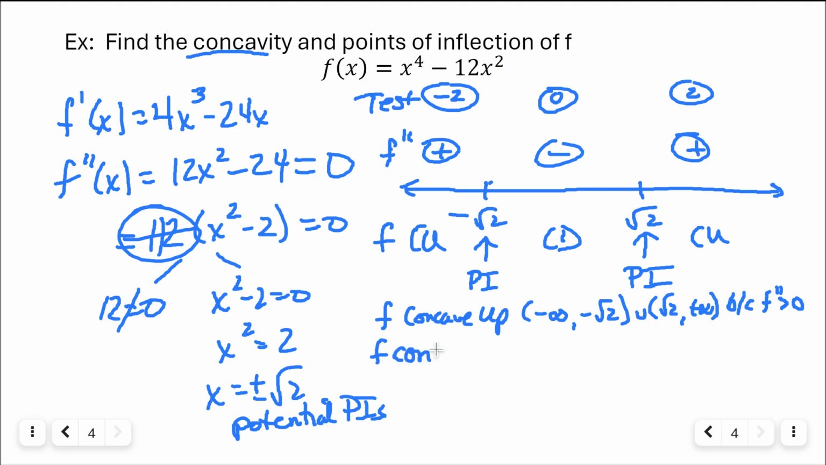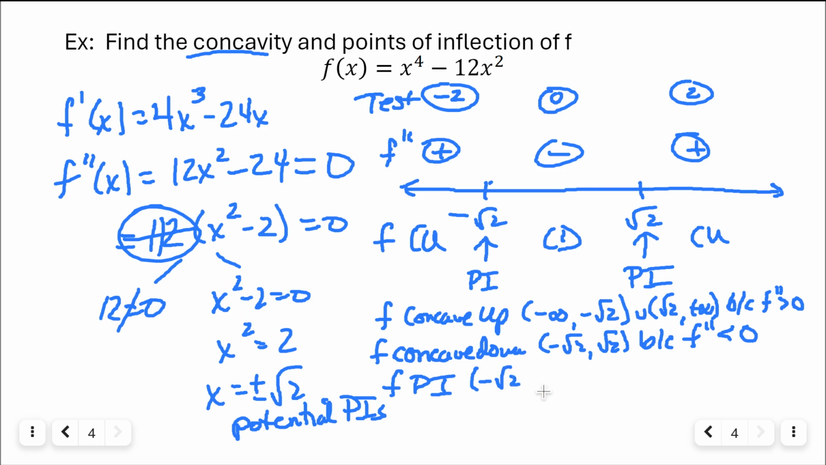F is concave down between negative square root 2 and square root 2 because f double prime is negative. F has two points of inflection. There's a point of inflection at negative square root 2, comma. Now I need to find the y value at negative square root 2. So what y value do I want, though? I want the y value of f, because eventually that's what we're going to try to graph, is f of x. So f of negative square root 2 would be negative square root 2 to the 4th minus 12 times negative square root 2 squared.